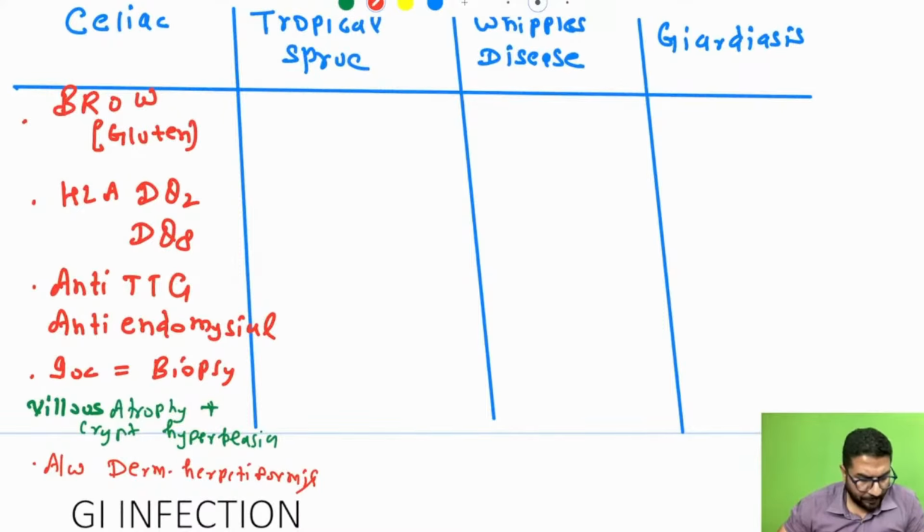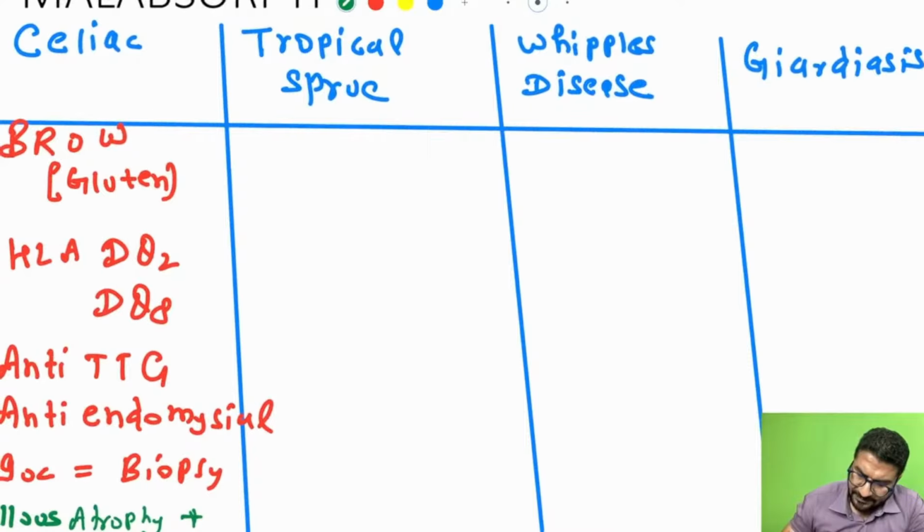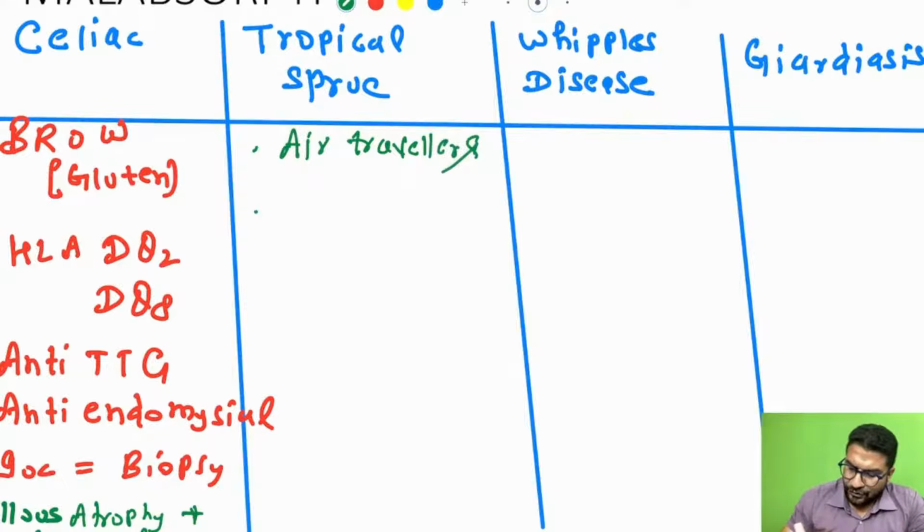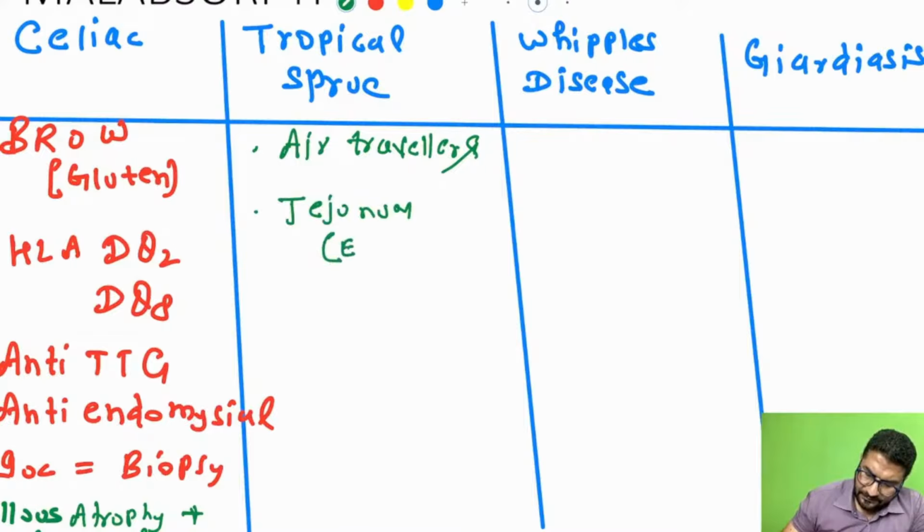Okay, बात करते हैं tropical sprue की. So tropical sprue, understand here what they will ask you. Remember, they will ask you, this is something which is commonly seen in air travelers. Frequent air travel to tropical countries. Tropical sprue will mainly affect jejunum, and it is due to excess accumulation of E. coli. So understand this thing.